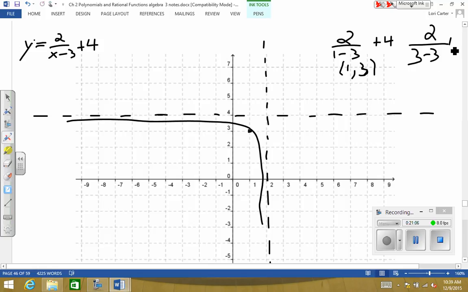Okay, what happened right there? What's 3 minus 3? 0. And can you divide it by 0? No, that's undefined. What is that telling you? It tells you you're on your asymptote, because the asymptote never has an option. So when you get something like that, there's something wrong. It's a good thing to check.